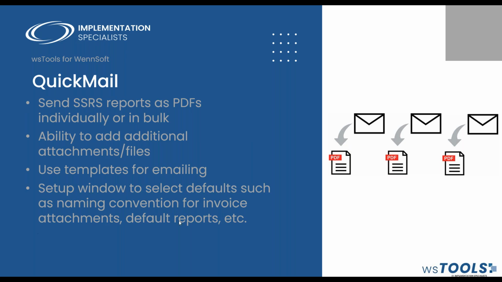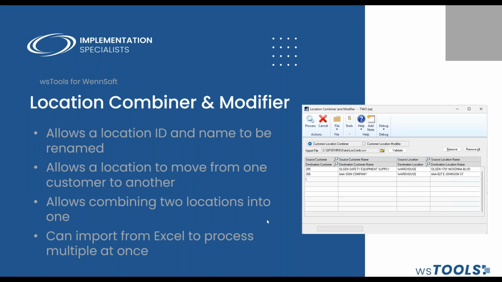And the last one I'll just mention today is location combiner and modifier. And this one's very powerful. It allows you to take two customer locations, and they could be on the same customer or on a different customer, and bring them together. So again, this could be that somebody accidentally set up multiple locations when really it should have just been one location, and you want to bring those service calls, equipment, everything that's associated with those customer locations together. This tool allows you to do that.